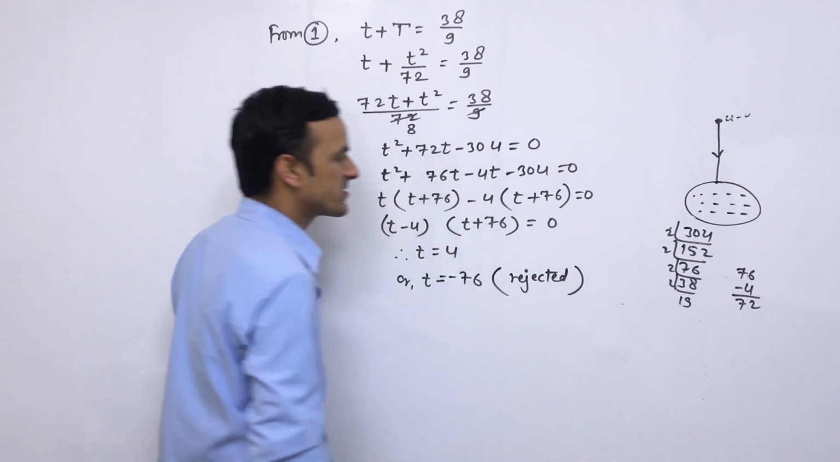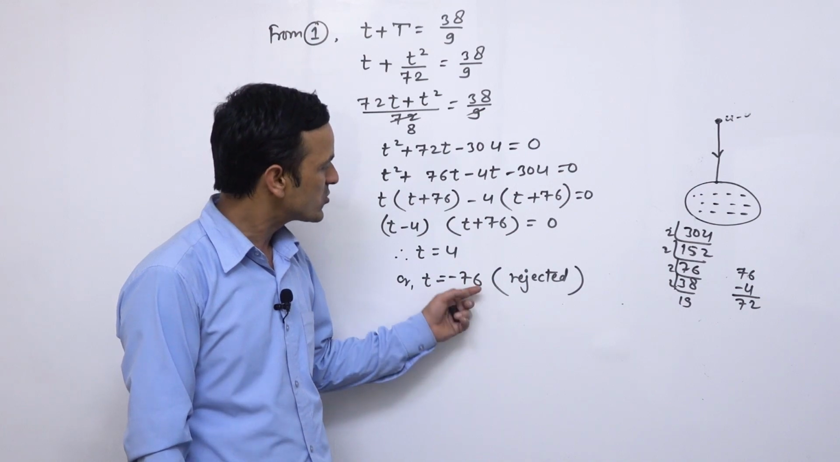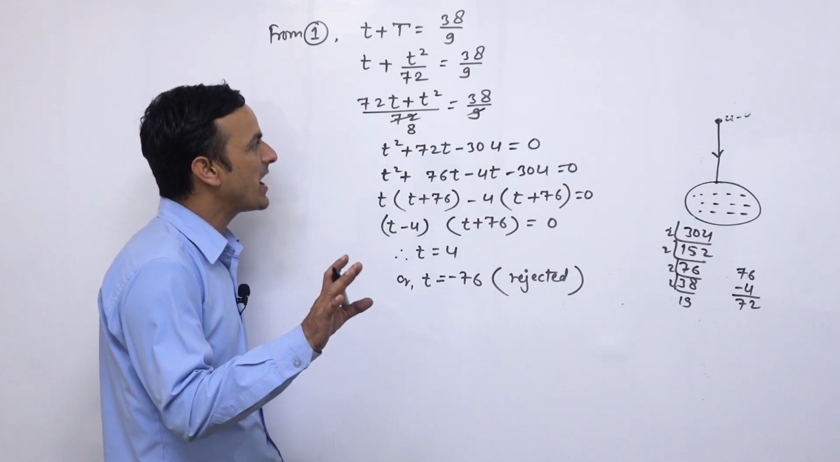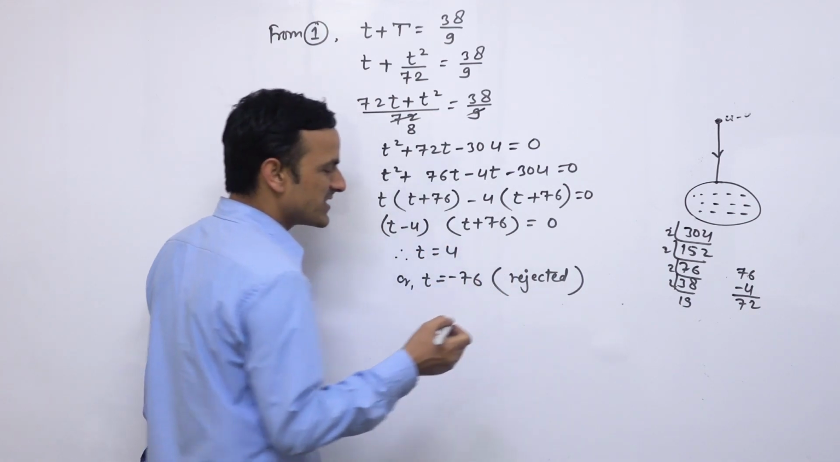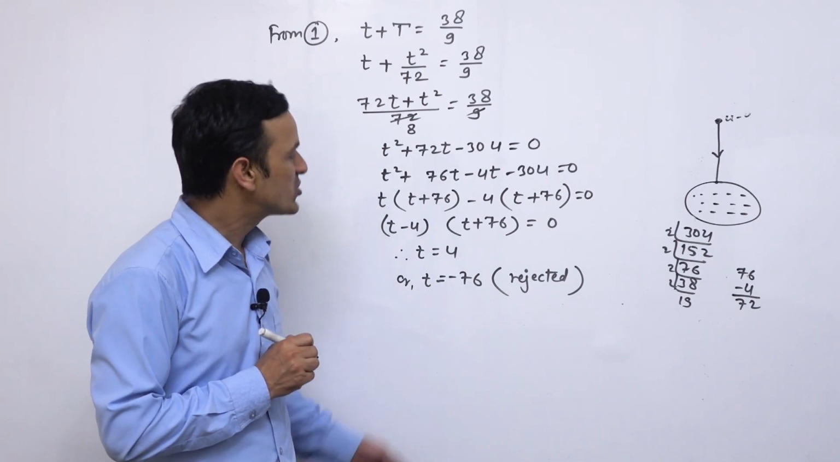So minus 76 is rejected. It is not possible because time is never negative. Time is always taken as positive. So it is rejected, and our required time is 4 seconds. So this 4 seconds is the appropriate time taken by the stone.